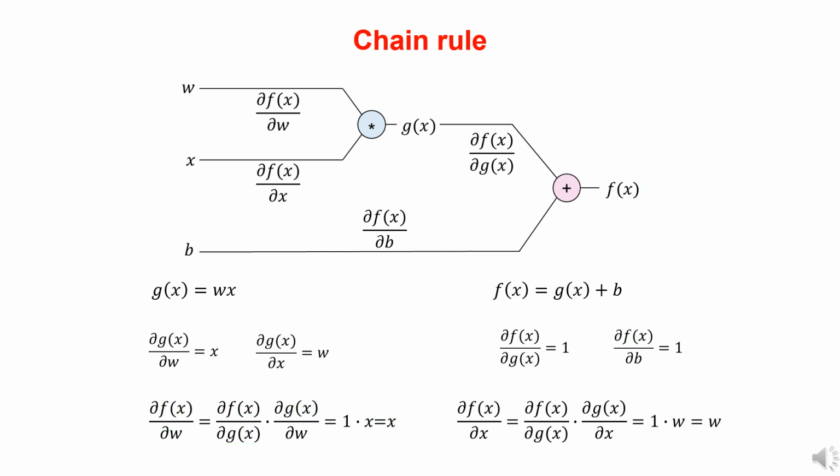Similarly, differentiating f with respect to x is the same as multiplying the derivative of f with respect to g by the derivative of g with respect to x. The derivative of f with respect to g is 1, and the derivative of g with respect to x is omega. When we multiply these two values, the result is omega.